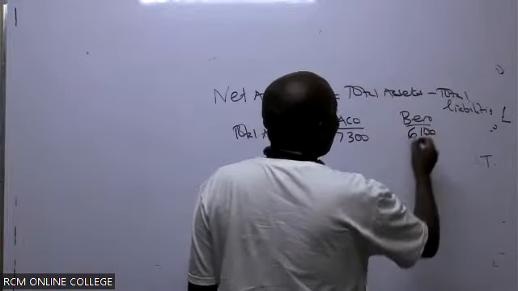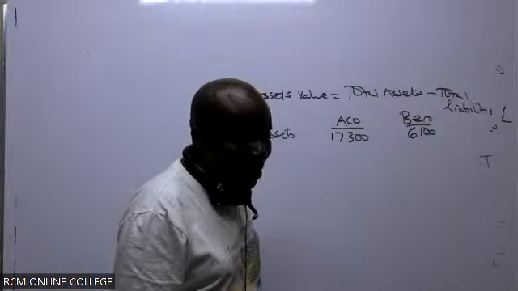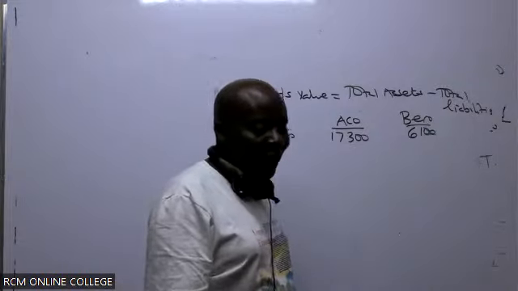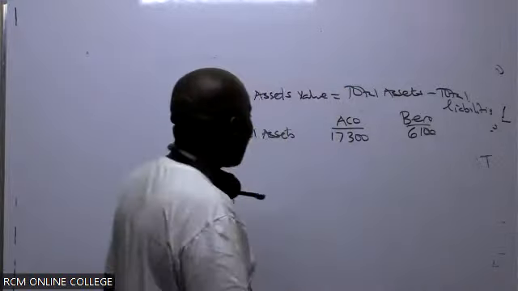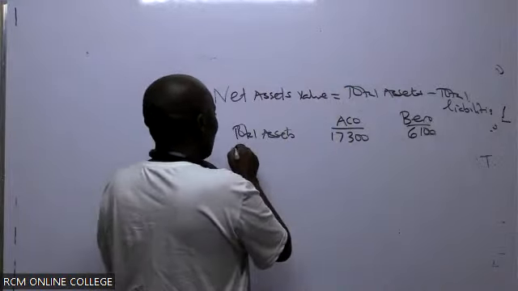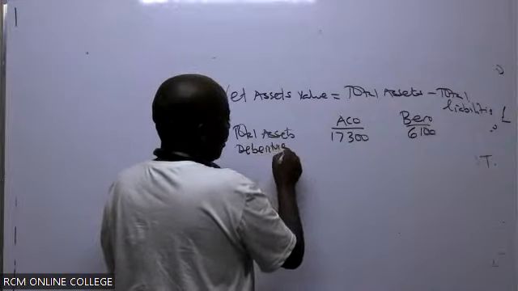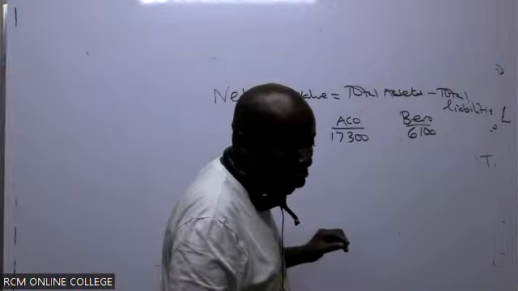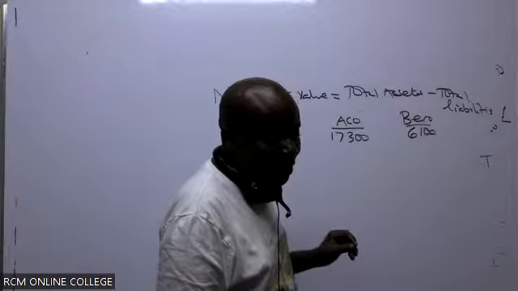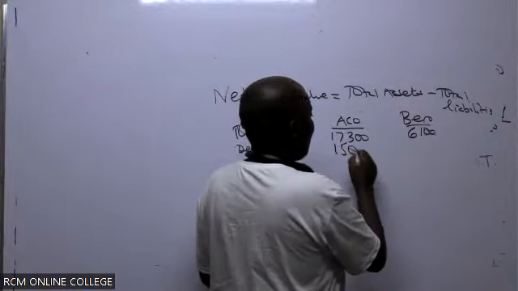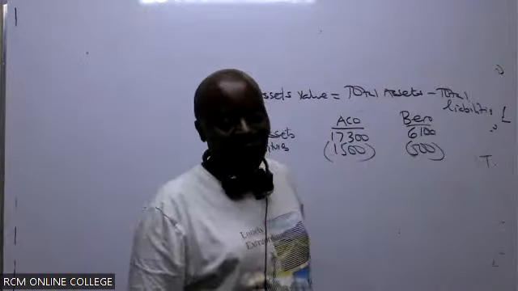So we search for any liabilities that they could be having. Do they have any liabilities? Oh yes, they do. Number one, they have what we call debentures. For ACO we can see 10% debentures, 1,500 and 500. Do they have any other liability, my friends, my colleagues?